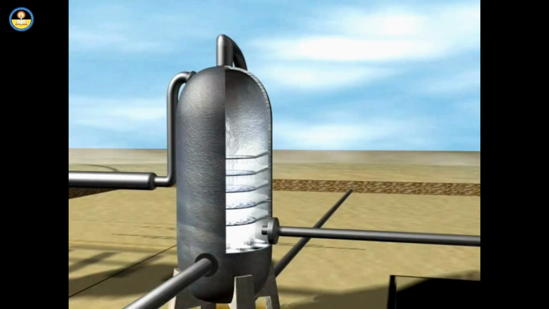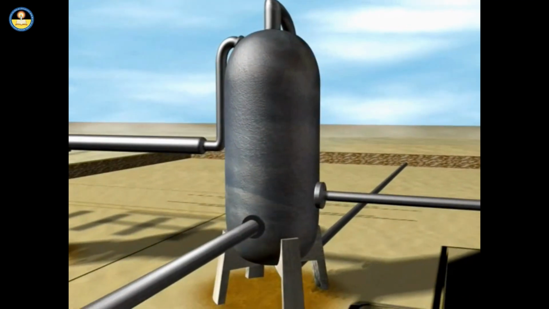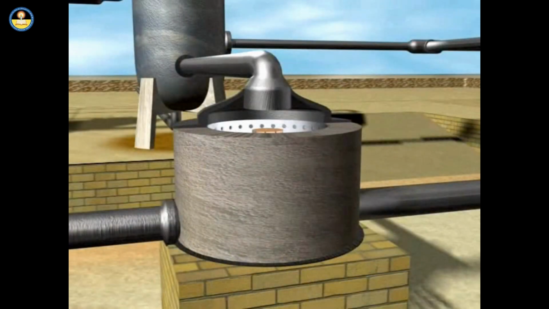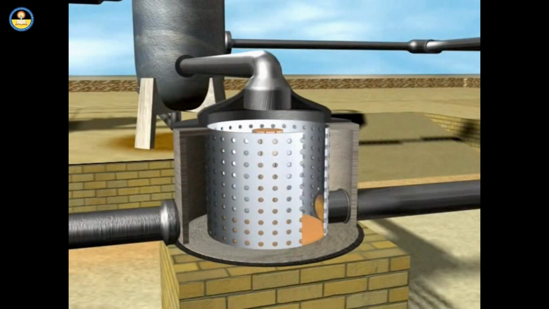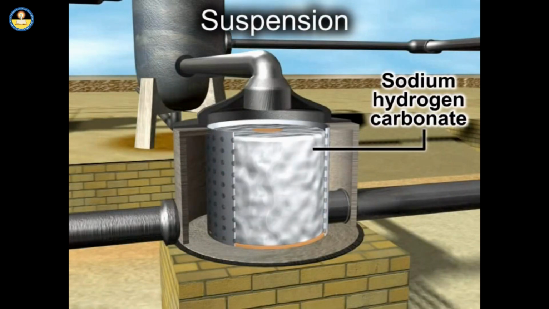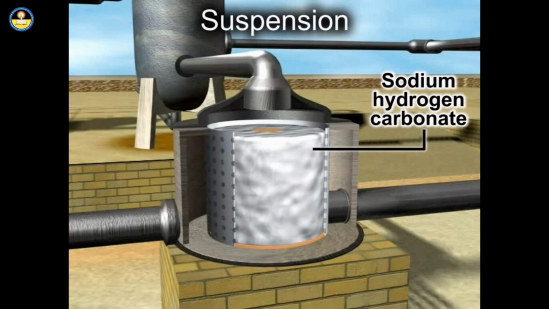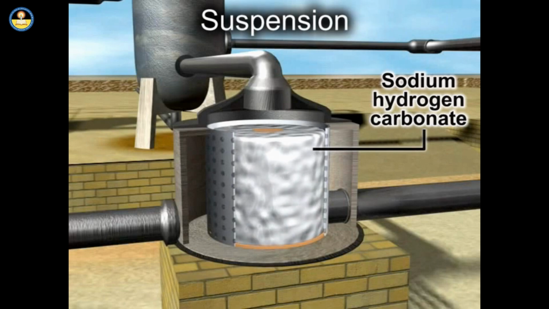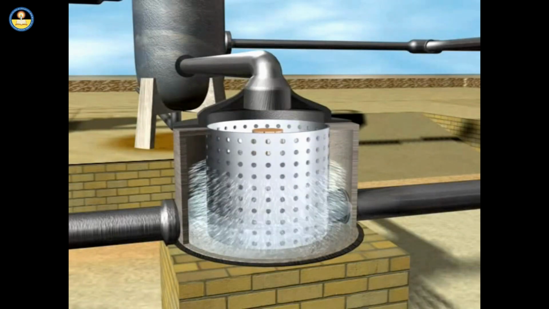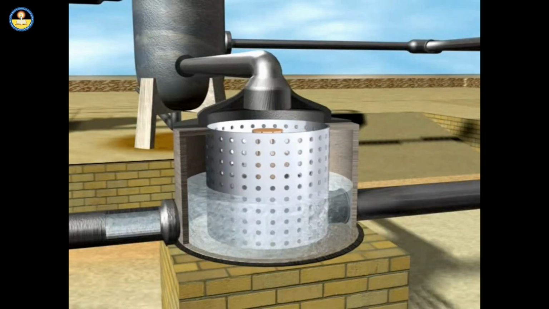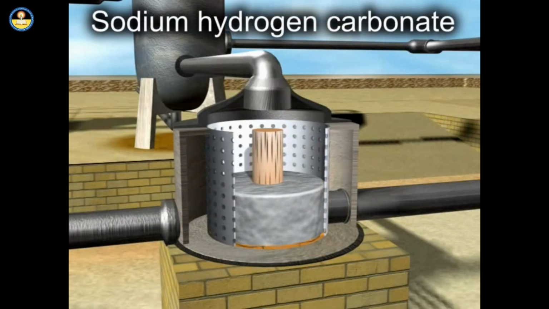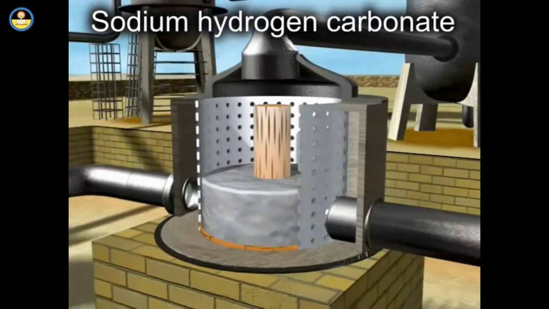It is filtered by means of a rotary vacuum filter to separate sodium hydrogen carbonate. The solution which comes out of the carbonating tower is rich in sodium hydrogen carbonate. The content is in the form of a fine suspension. The mixture has been shown being filtered in a drum filter, which separates sodium hydrogen carbonate as an insoluble mass.